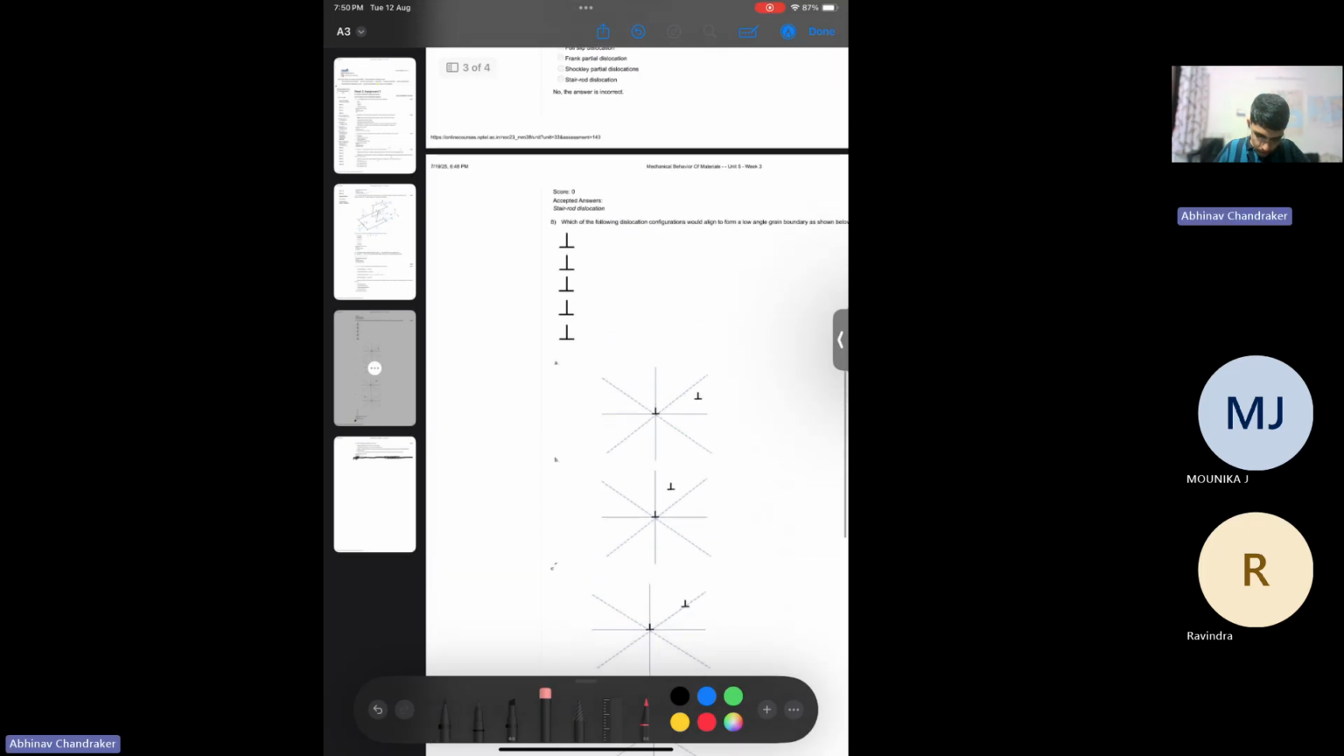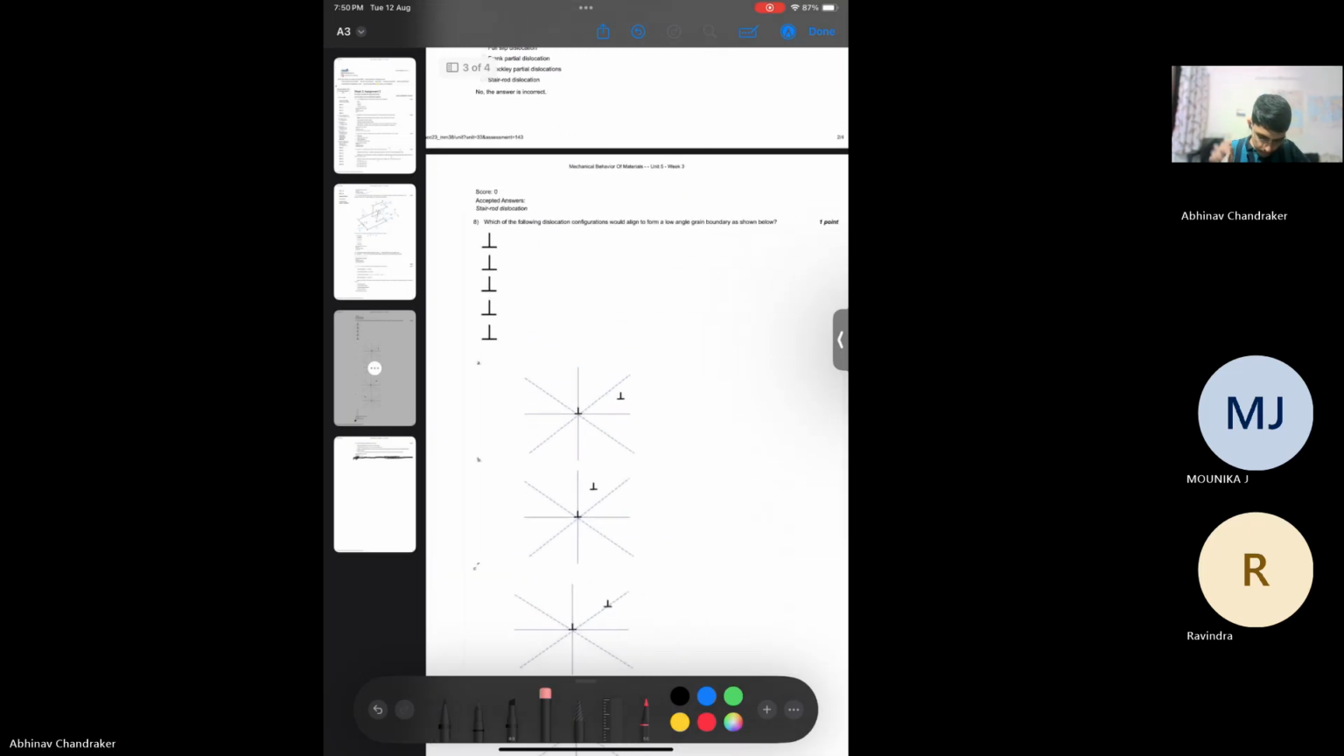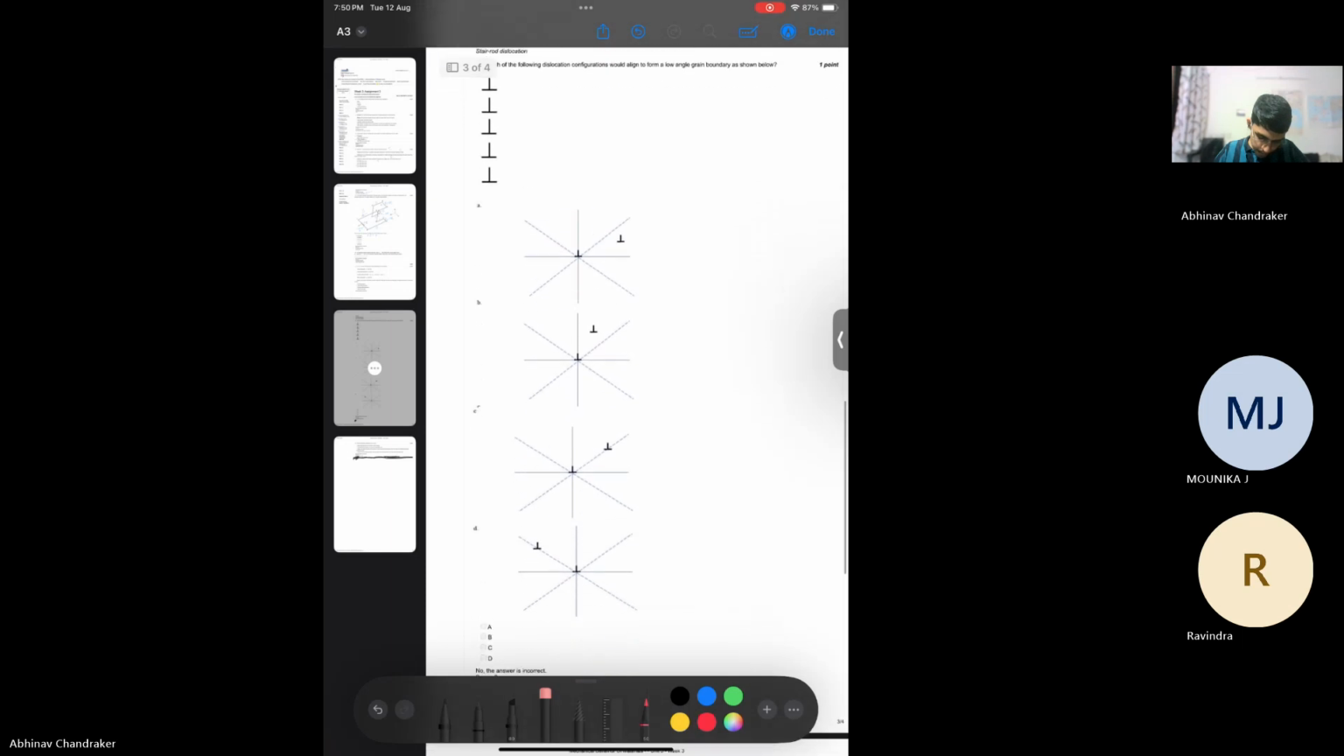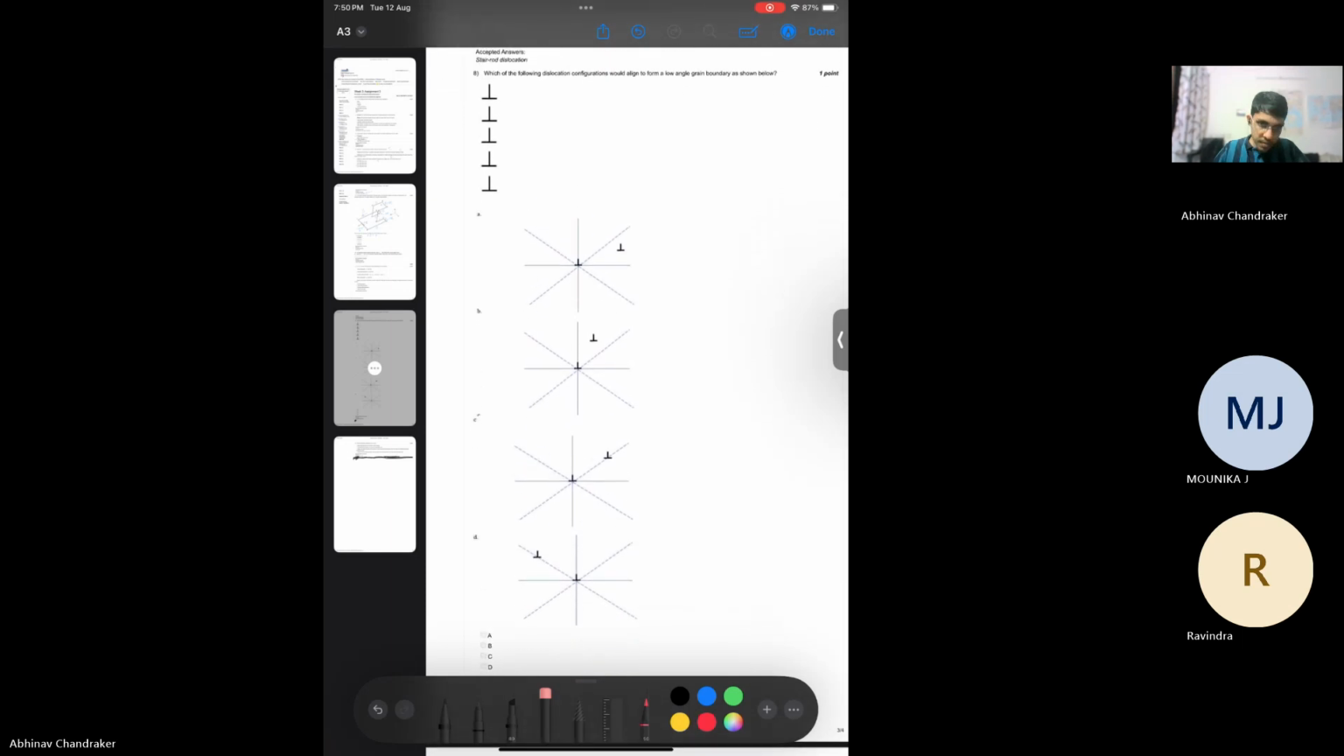Next, look at question number 8. Which configuration would align to form a low angle grain boundary? Good question. We have already seen which portions will be attractive, which will be repulsive.